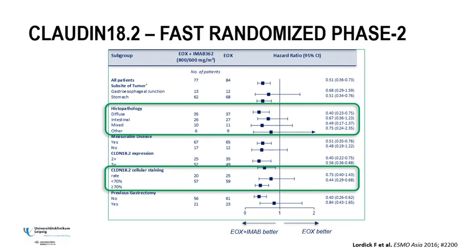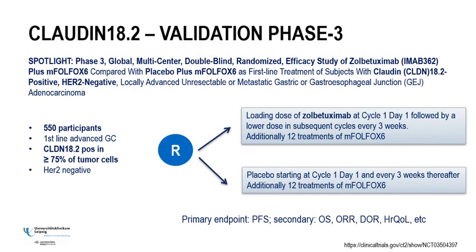As you can see in the highlighted part of this slide, an overexpression in more than 70% of the tumor cells led to a more impressive hazard ratio than an overexpression in less than 70% of the tumor cells. Based on these findings, 2 globally activated validation phase 3 studies were started. This slide here is showing the design of the so-called SPOTLIGHT study that aims to include 550 participants with first-line advanced gastric cancer and a Claudin 18.2 positivity in more than 75% of tumor cells.